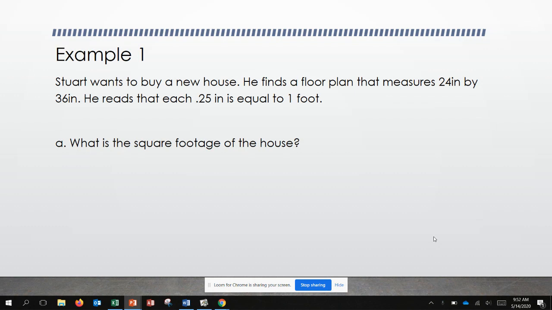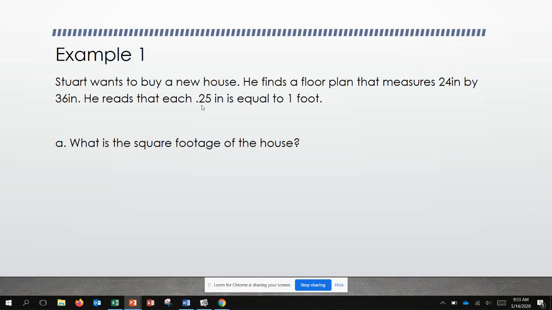So Stuart wants to buy a new house. He finds a floor plan that measures 24 inches by 36 inches. He reads that each 0.25 inch is equal to 1 foot. What is the square footage of the house? So remember, square footage is talking about area. So what we want to do is find the area. But before we find the area, we have to convert our length and our width to feet.